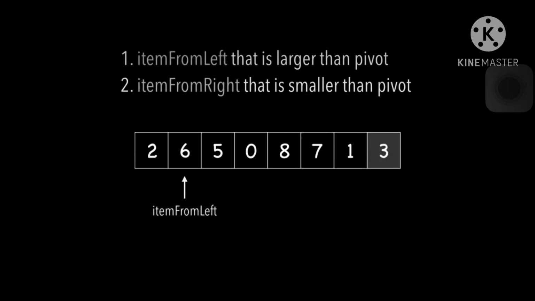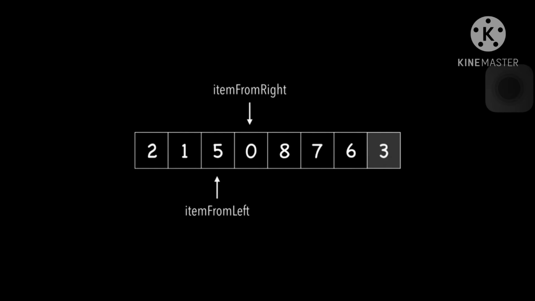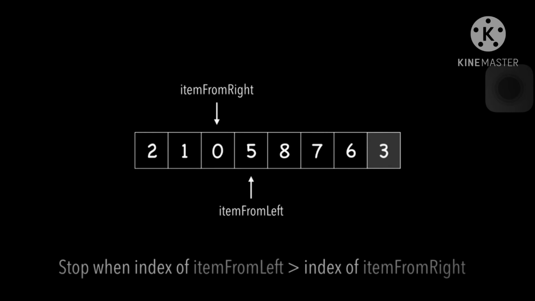Starting at 2, we can see that 6 is the item from left and the item from right is 1. And then let's swap the item from left and the item from right. We repeat the process. This time, 5 is the item from left and 0 is the item from right. And after that, again, we swap the two. One more time. This time, we see the item from left has a greater index than the item from right, so we know we're done.